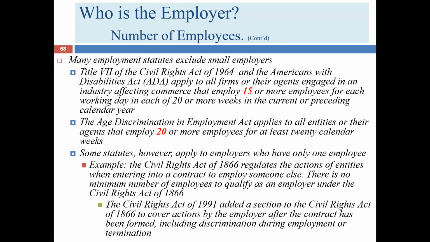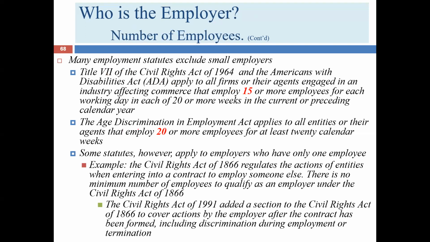Now, some states have lower thresholds than 15, and so some states would have additional protections in those cases. Generally speaking, Texas doesn't have additional protections. But once you reach this 15 number, then you can't discriminate on those bases going forward under Title VII.